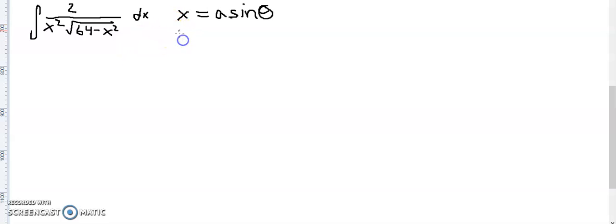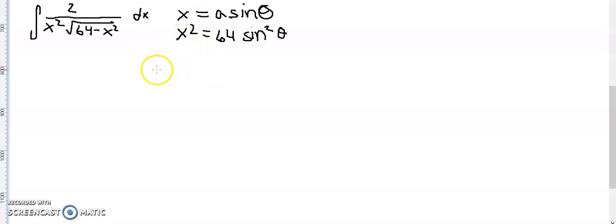So now let's do x squared. What we've given ourselves here is a sine theta. If 64 here represents a squared, the square root of 64 is 8. So that would make x squared 64 sine squared theta, since it's a squared. If you have any further questions or want any other ways to rewrite this, please contact me on my channel and I'll be able to help you out.